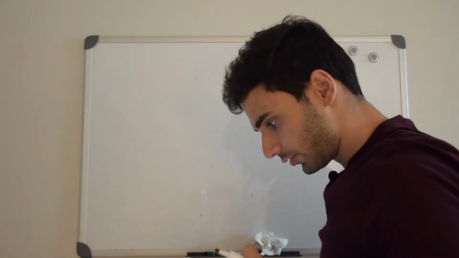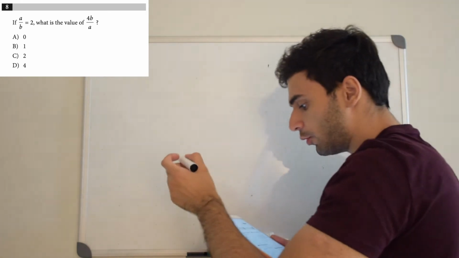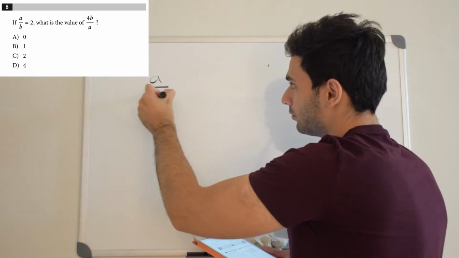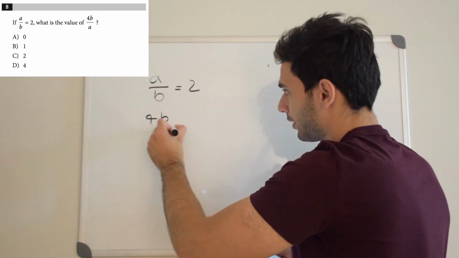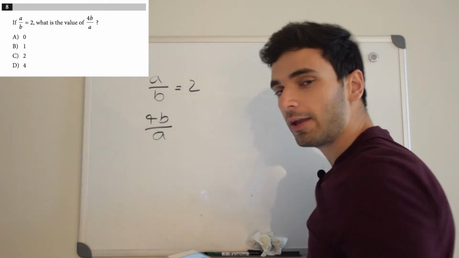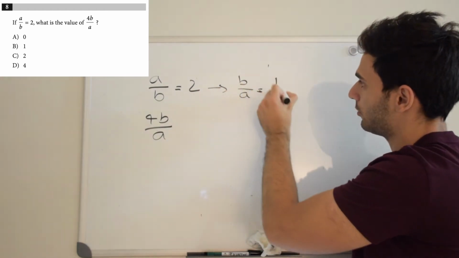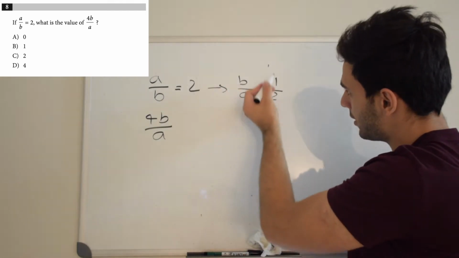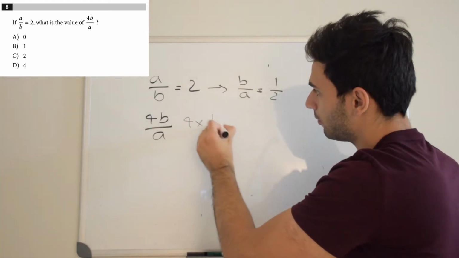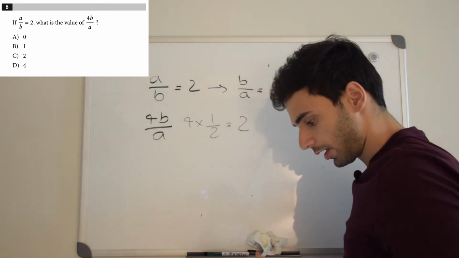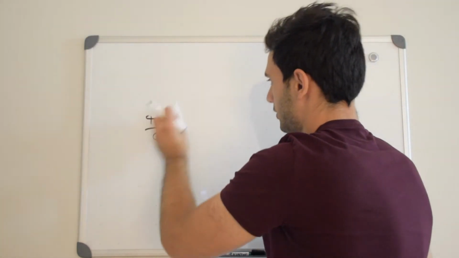Next question, question 8. If A over B is equal to 2, what is 4B over A? So when A over B is 2, it means B over A is 1 over 2. When B over A is 1 over 2, 4B over A is 4 times 1 over 2, which is 2. The answer is C.